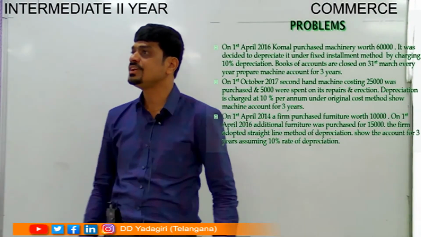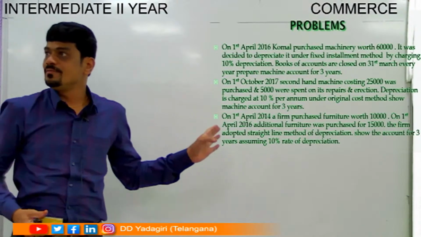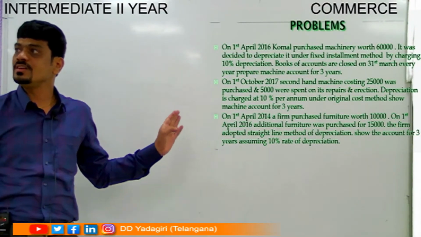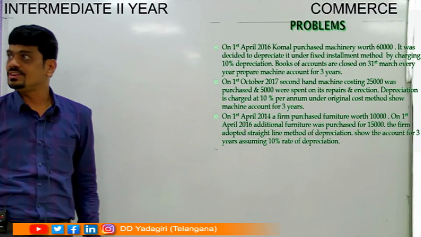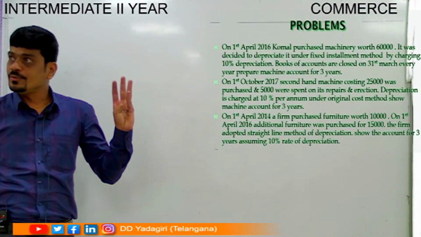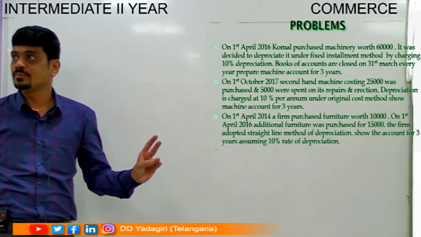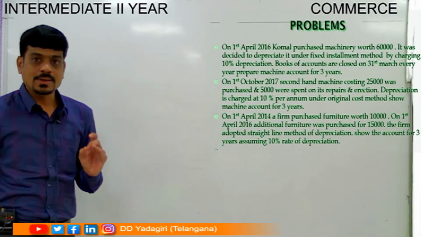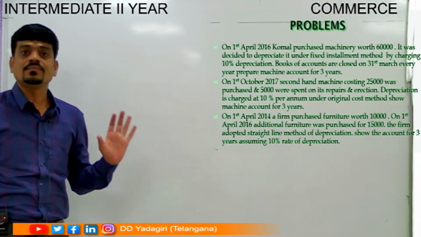When we bought the machine, we purchased on 2014 April 1st, right? For 10,000. One more machine when we bought after 2 years, that is in April 2016. So how many machines we have? 2 machines. 14 to 15 we had 1 machine. 15 to 16 also we had 1 machine. But in the year 2016 we bought one more machine. That is addition of machine. Okay, that we are going to do.